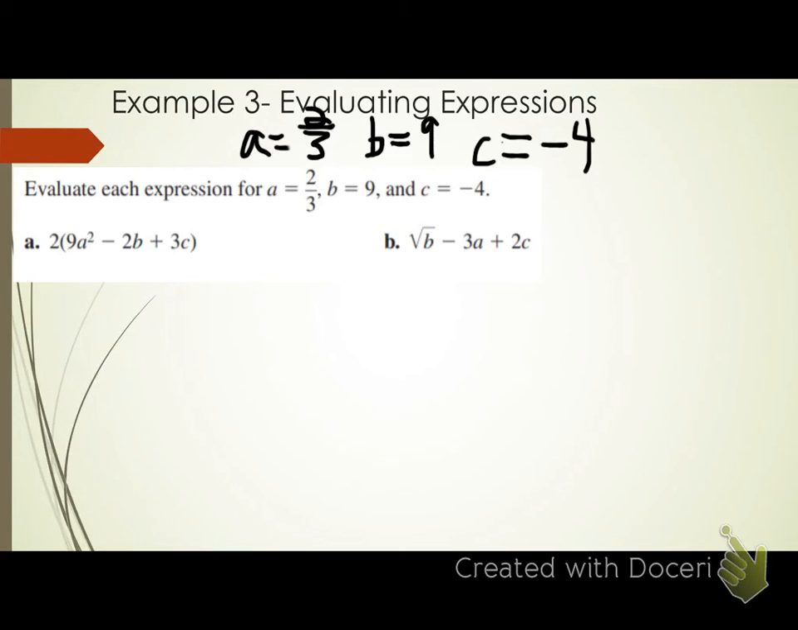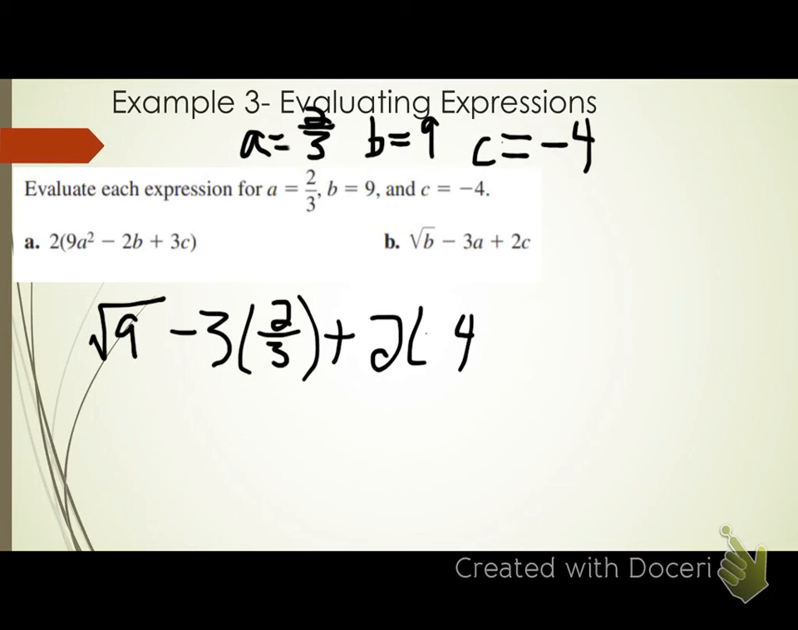Letter B. Replacing B with 9, replacing A with 2/3, replacing C with negative 4. Is everyone good on the plugging in part? If a variable equals a number, I can replace that variable with that number. Right? Okay, what's the square root of 9? 3. The number times itself that gives me 9 is 3.